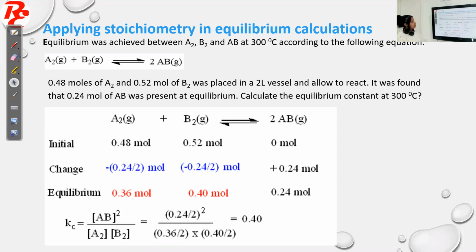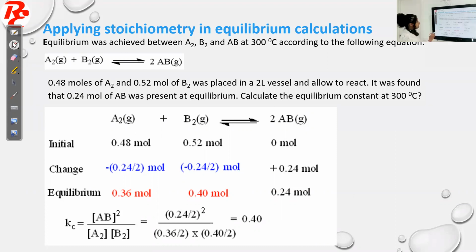So same reaction given. 0.48 moles of A2 and 0.52 moles of B2 was placed in a 2-liter vessel and allowed to react. It was found that 0.24 moles of AB was present at equilibrium. Calculate the equilibrium constant at 300 degrees. So why is this question different? In this question, the given moles of A2 and B2 are not at equilibrium.